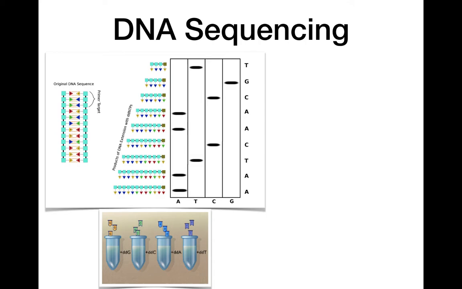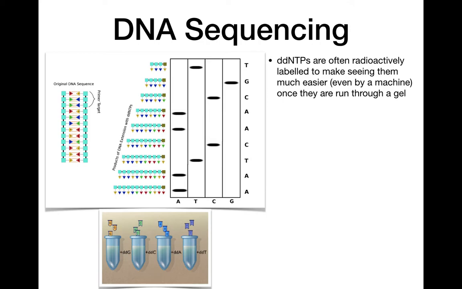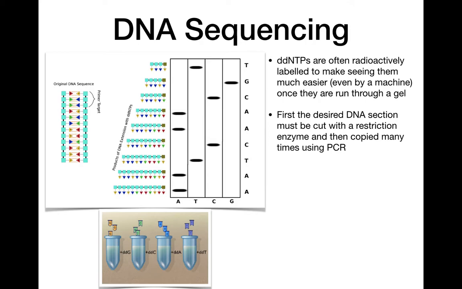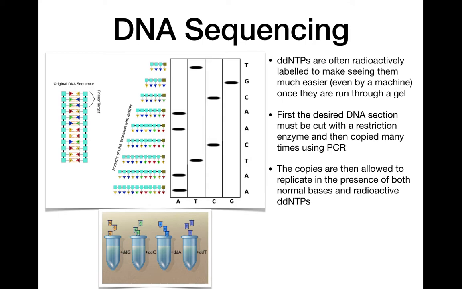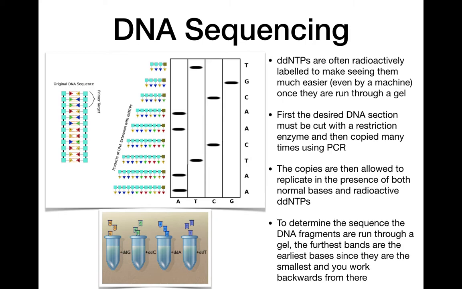So how does this work? Well, oftentimes we radioactively tag the ddNTP so we can see them much more easily after running through a gel, and we can put the gel in a stain that will show that radioactivity much more clearly. So first we take the DNA section, we cut it with a restriction enzyme, and then copy it using PCR a ton of times, many, many copies. And then we let the copies replicate with both regular bases to make regular strands, but also with the presence of ddNTPs. The idea is that they'll start copying and replicating the DNA, but it will stop if it incorporates the ddNTP instead of a regular base, it will just stop after that. So you get these little incomplete fragments.